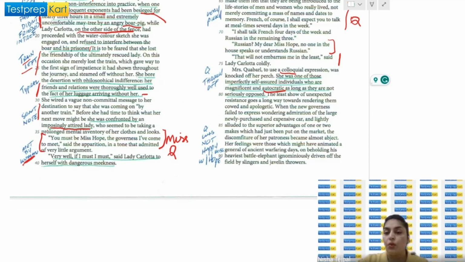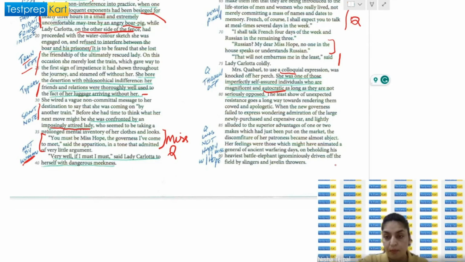"The least show of unexpected resistance goes a long way towards rendering them cowed and apologetic." So when resistance comes from other people, they try to mellow down their tone or become soft. "When the new governess failed to express wondering admiration of the large, newly purchased and expensive car, and lightly alluded to the superior advantages of one or two makes which had just been put on the market, the discomfiture of her patroness became almost abject."